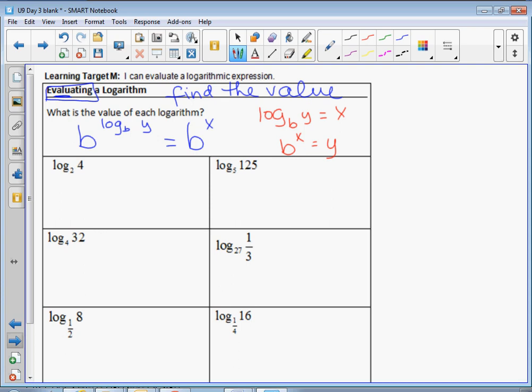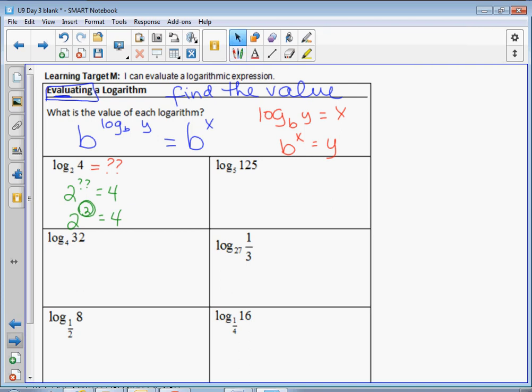So if we have log base 2 of 4 and we want to evaluate this, we're wondering, what does this equal? So we could call that x. If we know where to move things around, we're thinking, 2 raised to what power equals 4? Well, I know that 2 squared will equal 4. So the question mark that I was looking for, I know it's a 2. So that's the value of this log.